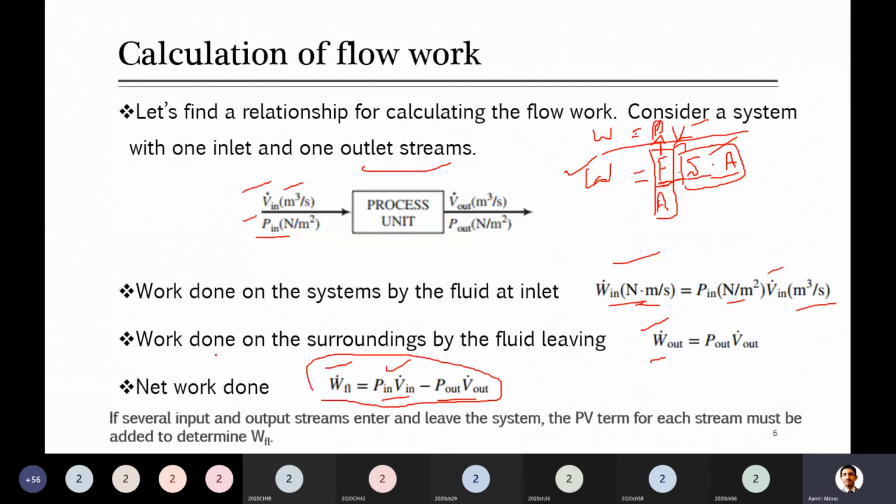Okay, thank you. So this equation we have written only for one stream. I think you can easily observe that only one stream is getting in. But guys, you have solved a lot of problems related to material balance, so you know that in most of the systems we have more than one stream. So then how to calculate flow work if there are more than one stream? Suppose two streams are getting in and only one stream is getting out, then what will be your equation?